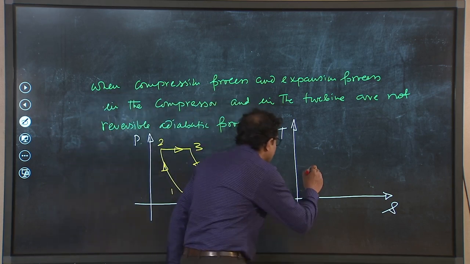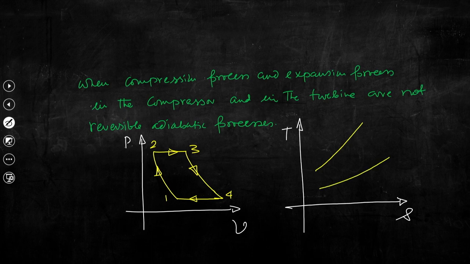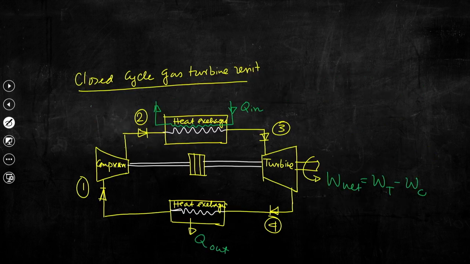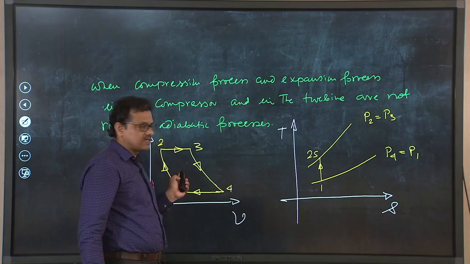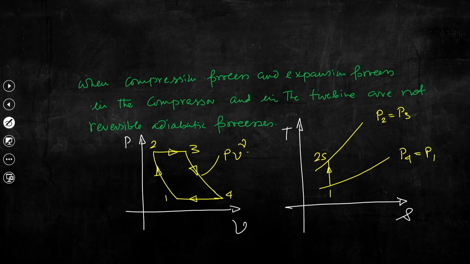Now, if we try to draw the TS diagram, these two processes are P 2 equal to P 3 and P 4 equal to P 1, because this process is at constant pressure. So, now this is the process 1 to 2 S. This is isentropic compression 1 to 2 S, where P v to the power gamma equal to constant, here also, and this is P equal to constant, here P equal to constant. Now, this is an isentropic process, and also again there will be isentropic expansion. So, this is 3 and this is 4 S.